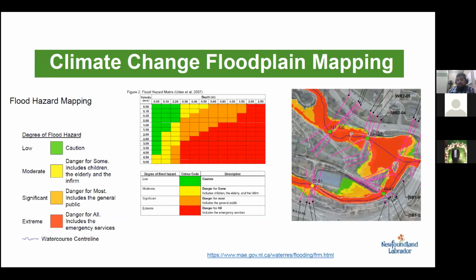So now this kind of mapping has been made available. It's done as part of each study. And when it's done, it goes to the municipality and goes to our emergency measures organization. So if there is a flood, when they get to the spot, they don't waste time trying to gauge the hazard. They have a good representation of the hazard already there.